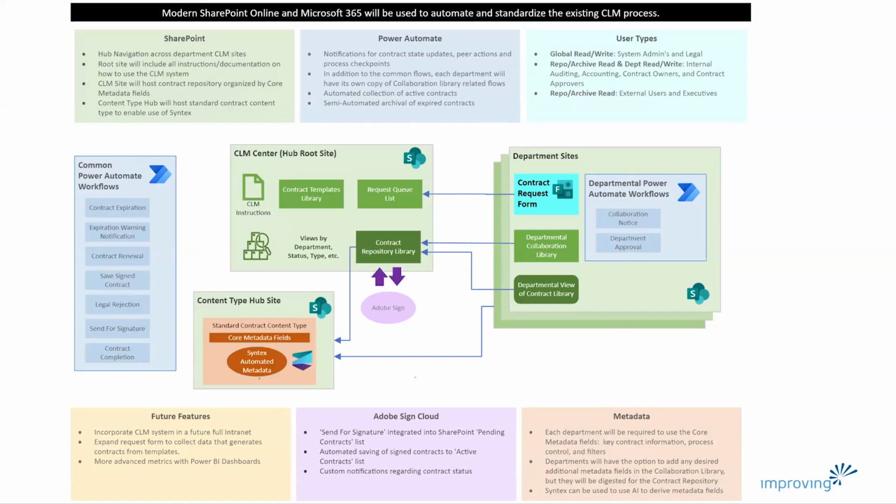This diagram also details how the contracts would move between the contract hub and the child department sites. Finally, it shows how other tools like Syntex and Adobe Sign and Microsoft Forms would connect to other parts of the system, once again seamlessly, because Microsoft has prioritized creating integrations between all of the tools and platforms that they create.